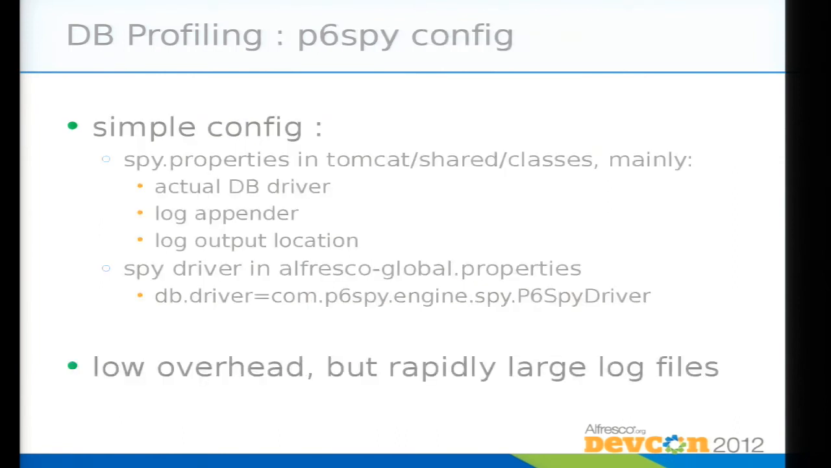So as I said, it's pretty simple to configure. There's one property file that you need to put in, for example, Tomcat shared classes, or the equivalent if you are using a different app server. Just say what is my actual DB driver? So maybe it's MySQL, or Postgres, Oracle, whatever. Just tell it to log to a file, and that will be it. And in your Alfresco global properties, you just need to say, I am using the P6Spy driver instead of the one I used to go directly to the database.